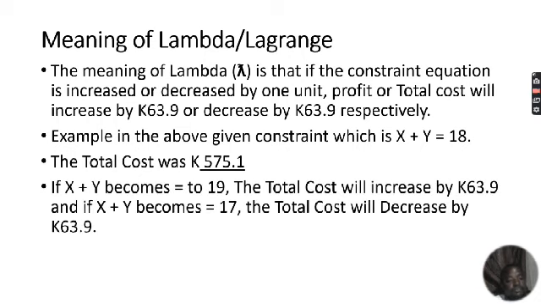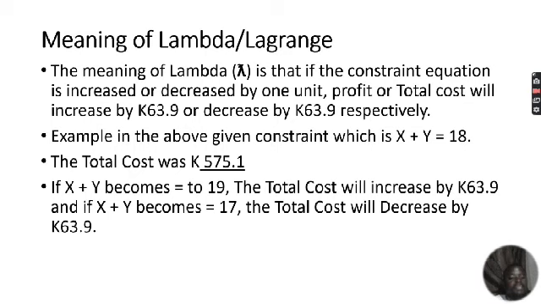575.1. Now, listen to this. If x plus y is increased and becomes equal to 19, instead of 18, the total cost will increase by 63.9. So that will mean 575.1 plus 63.9 is the increase. And if x plus y becomes equal to 17, we reduce it by 1, from 18 to 17, the total cost will decrease by 63.9, meaning 575.1 minus 63.9. So that is the meaning of lambda.